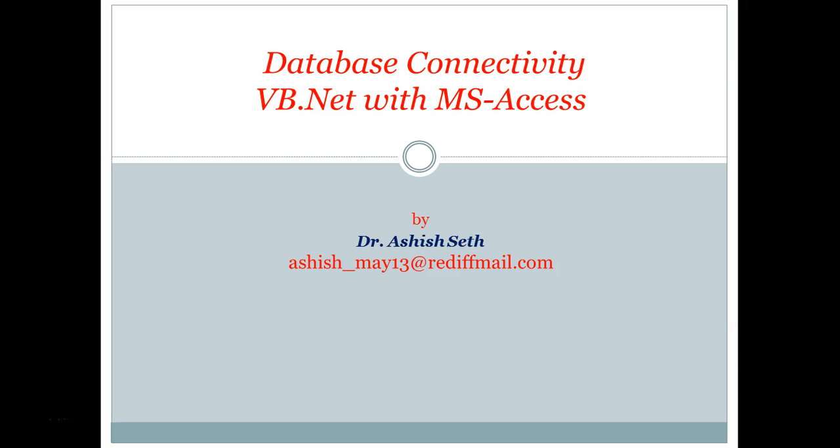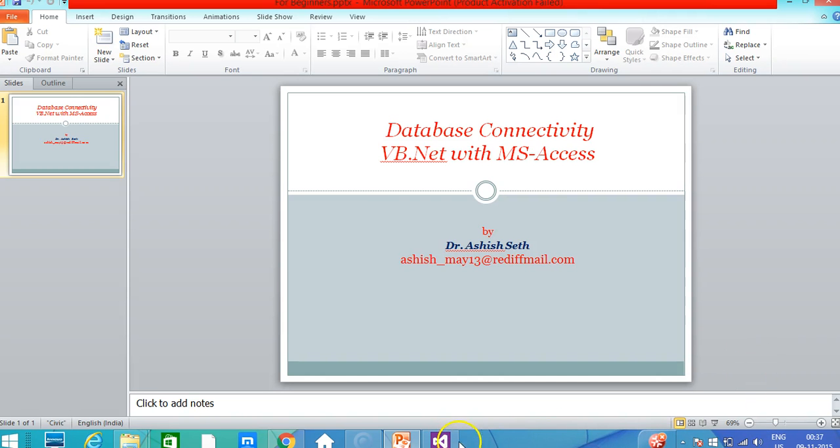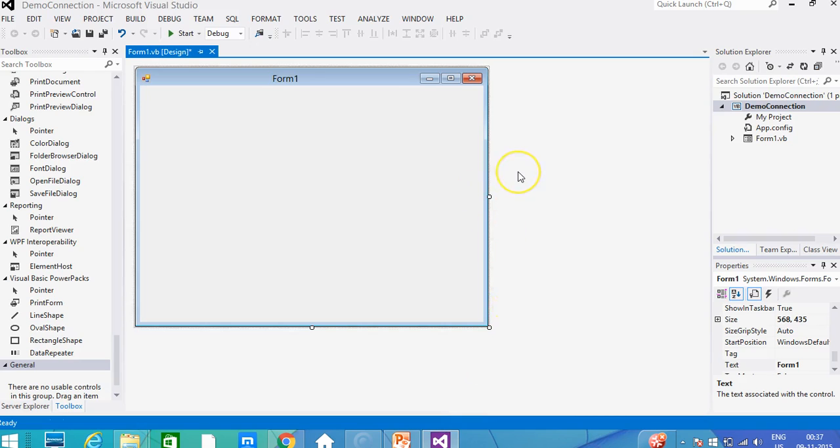In this lecture we will learn about database connections. We will learn how to connect VB.NET with MS Access. So here I have taken my VB.NET project. This is the project I have opened. This is my first form, and Demo Connection is the name of the project.